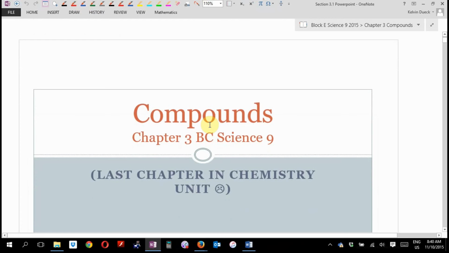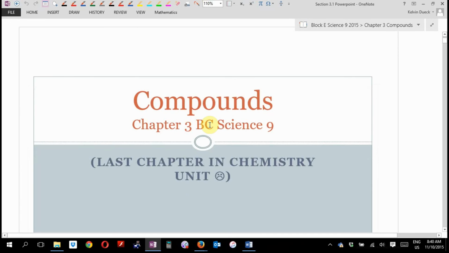So compounds, combining chemicals from the periodic table. This is the last chapter in the chemistry unit. Probably the toughest one.